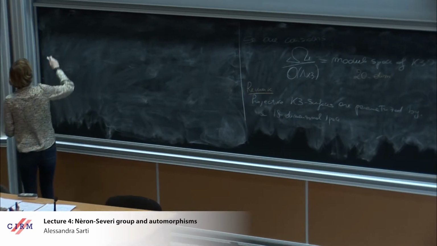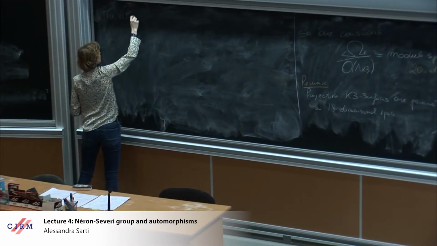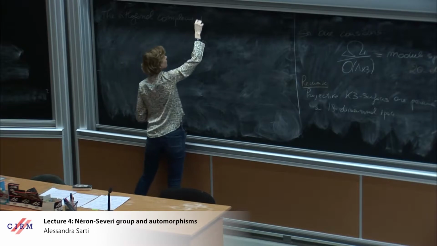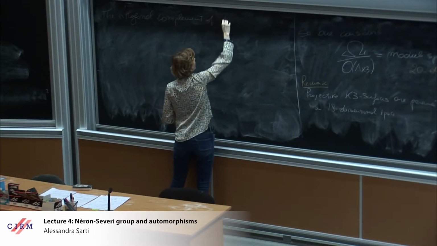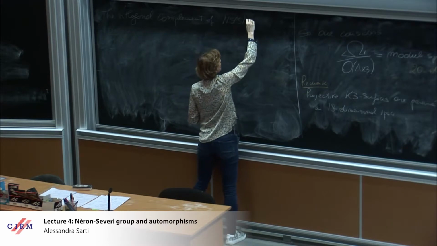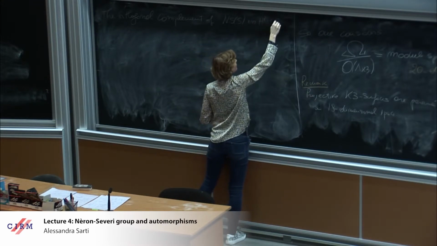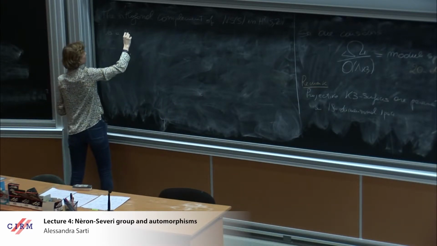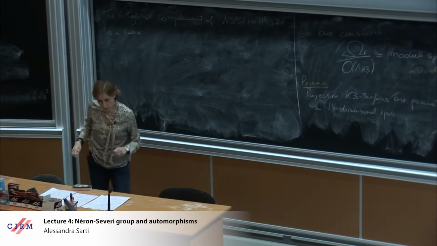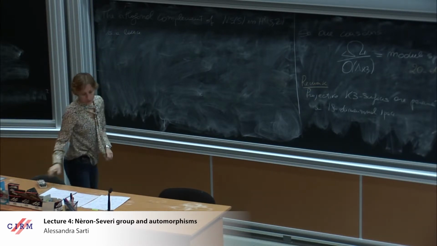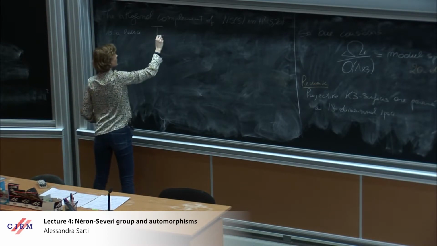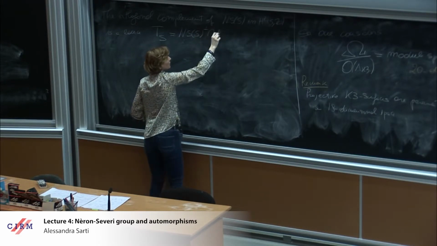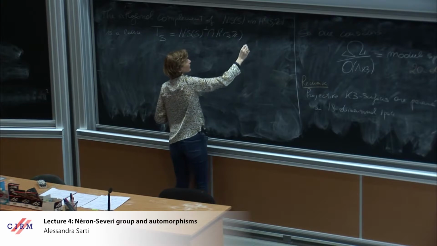So the orthogonal complement of NS(S) in H2(S,Z) is also a lattice. That I will denote, well, there are many notations, T(S). So I just write it in this way, even if it's maybe redundant. It's called the transcendental lattice.